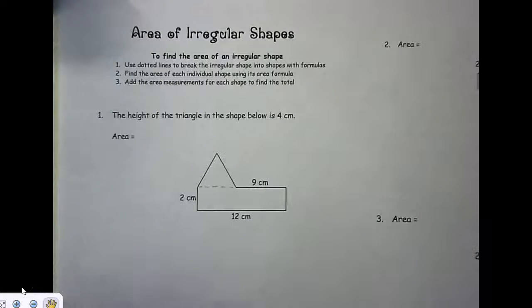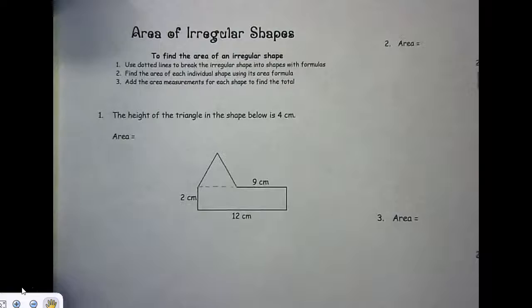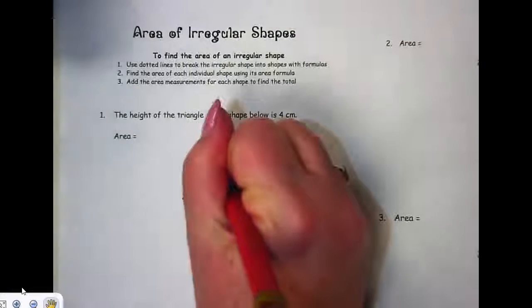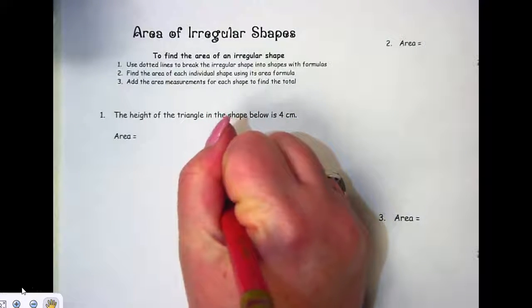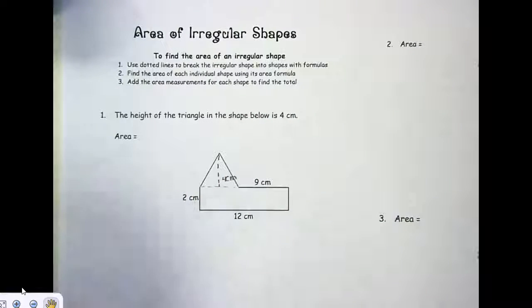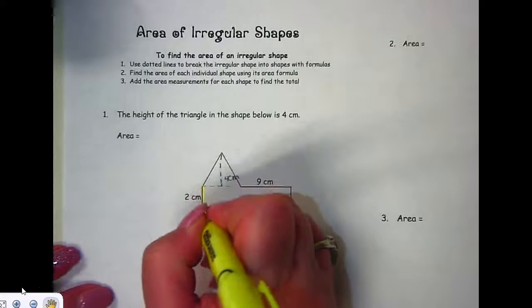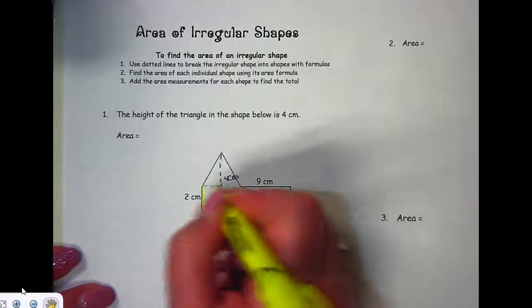All right, so let's take a look at number 1. The height of the triangle and the shape below is 4 centimeters. So they're going to tell us the height. Right there is 4 centimeters. So we do need that information. Let's start with the rectangle.